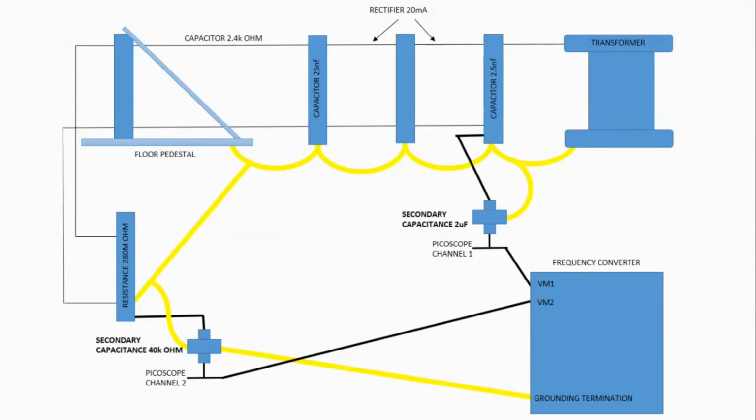Then the resistance of 280 mega ohm has been connected to the secondary resistance of 40 kilo ohm, and the output has been connected to picoscope channel 2 and VM2, because we want to measure both the signal for the resistance and the capacitance.